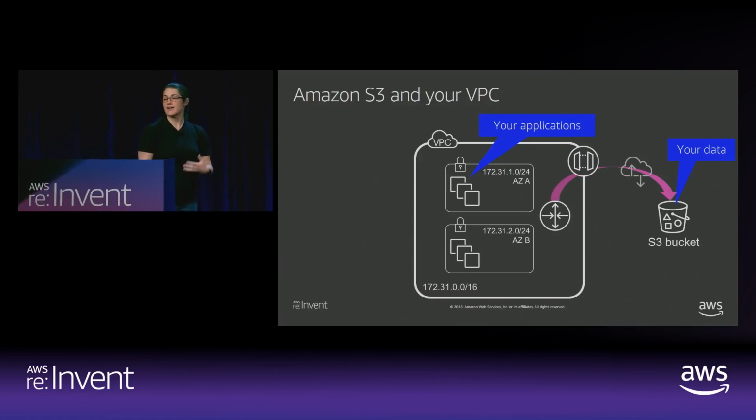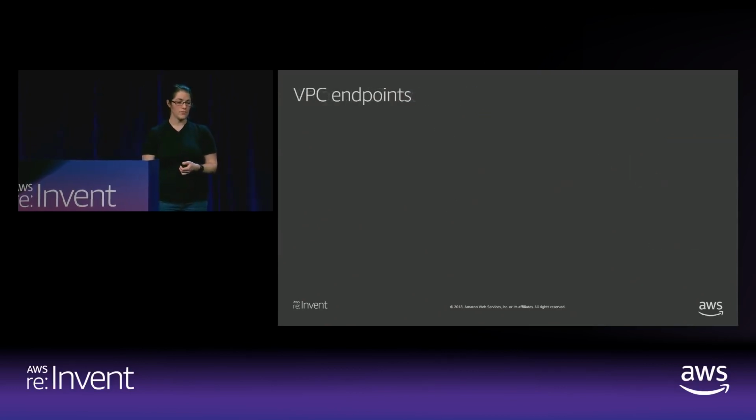And if you have internet access, or if you want internet access, that's fine. But if you really don't want to have internet access, you're now having to choose between access to S3 and keeping your VPC locked down. So with VPC endpoints, you don't have to do that.